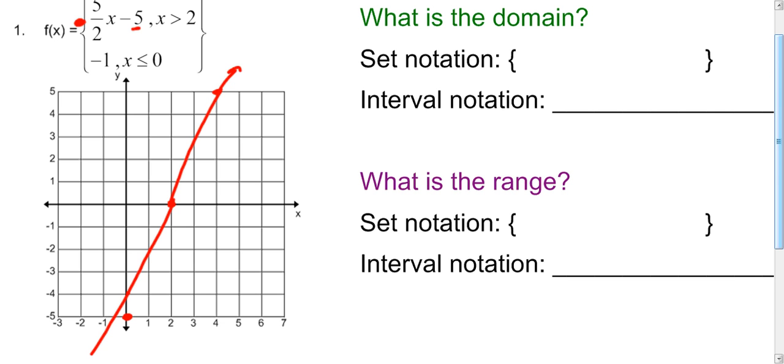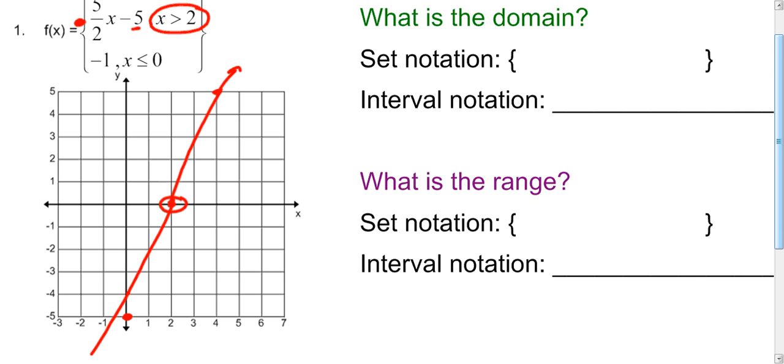The problem is that that line doesn't exist on the entire graph. That line only exists when my x values are greater than 2. So I'm going to find my x value of 2. Here's my magic spot right here where my x value is 2. And that line only exists when my x values are bigger than 2.